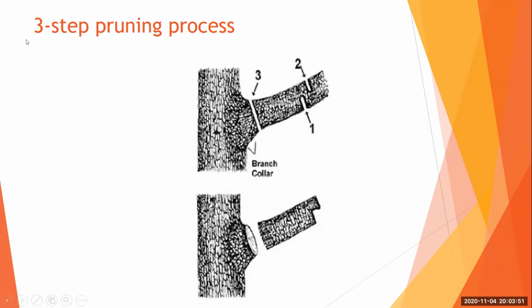All right. The other term is the 3-step pruning process. Let's see. You want to remove this branch here. If you make a cut here, you're going to tear the bark because it's too much weight. So the best way to do it is to make three different cuts. You do one cut here, then a second cut here, so the branch is going to break at the first cut. When you have this small piece of wood, you make the final cut here.